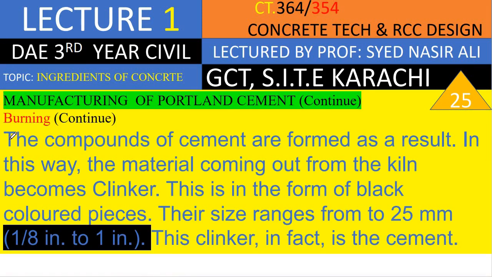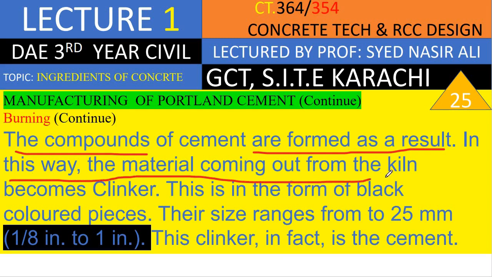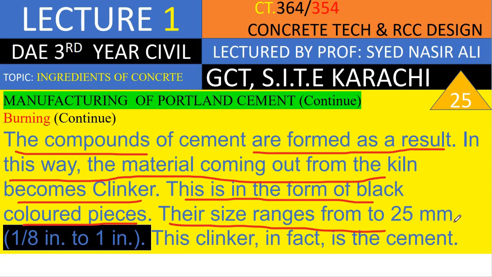This is the continuing of burning. The compounds of the cement are formed as a result. In this way, the material coming out from the kiln becomes clinker. It is in the form of black colored pieces. Their size ranges from 1/8 inch to 1 inch. This clinker is in fact cement.